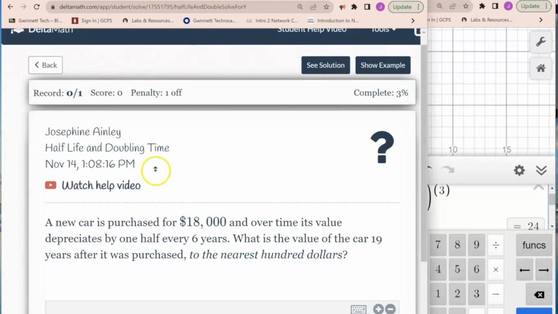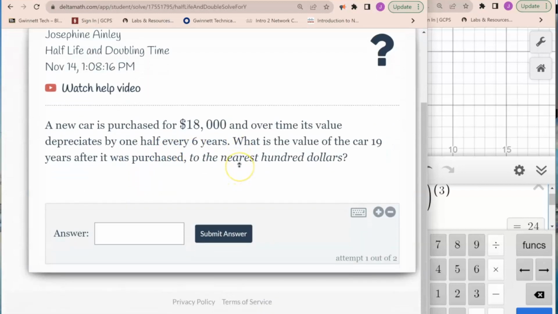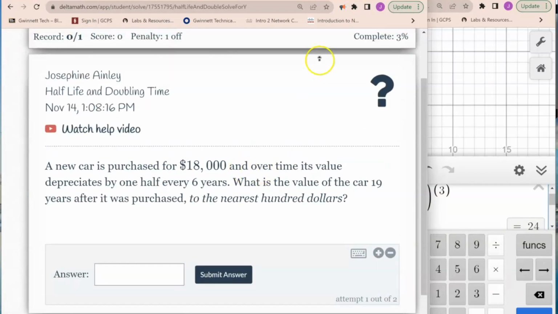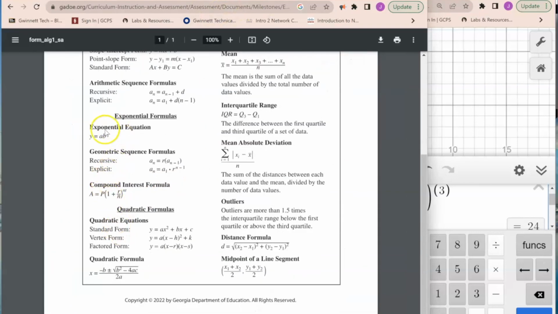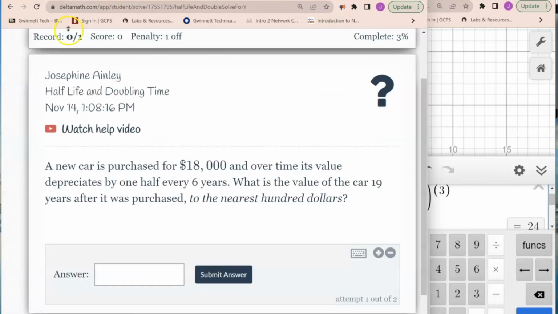All right, so let's take a look at half-life and doubling. Okay, so remember it's pretty much the same formula as before, an exponential function y equals AB^x. However, you are going to have to remember that the difference with your growth or your decay is halving or doubling, and there is a little bit of a difference on how you write the time. So let's go ahead and do this question.